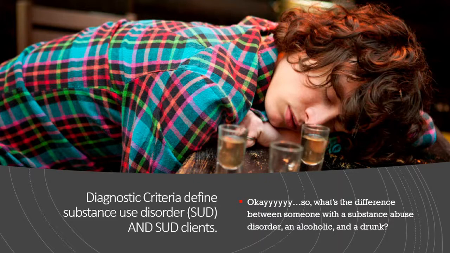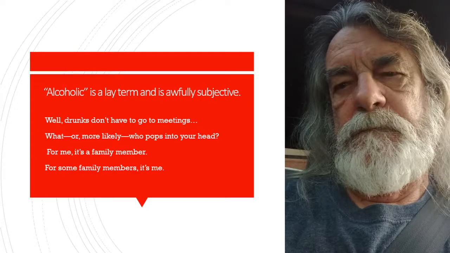Diagnostic criteria, the things we just looked at, clinically define a substance use disorder. They also identify substance abuse clients, like this young man sitting here with his shots in front of him. Okay, so what's the difference between someone with a substance abuse disorder, an alcoholic, and a drunk? Old AA joke. Drunks don't have to go to meetings.